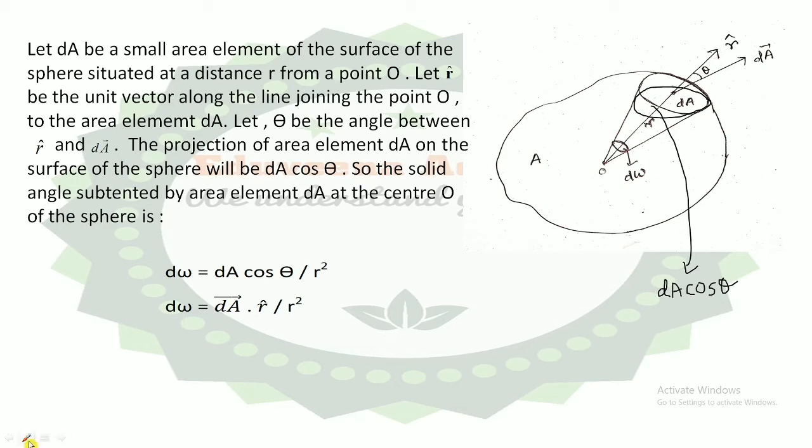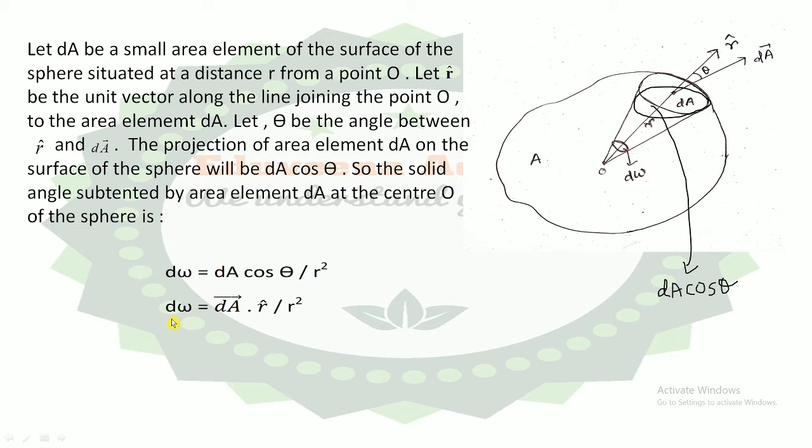So the solid angle subtended by the area dA at the center O of the sphere. So this area element dA subtends an angle d omega at O. This d omega is the solid angle. So d omega is basically the projection dA cos theta, as you have seen, dA cos theta by r square, the square of this distance.